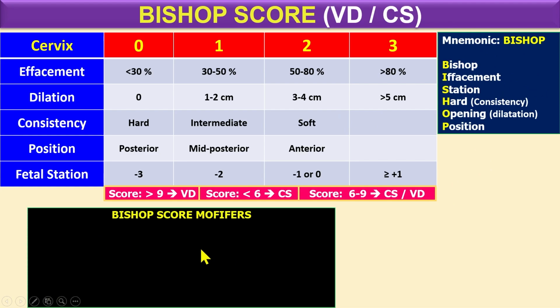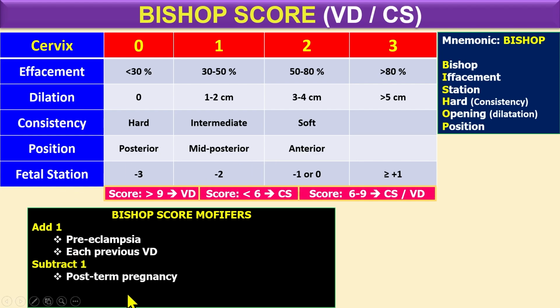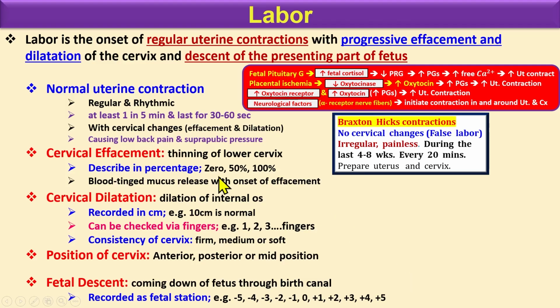Here are some modifiers for the Bishop's score. You can add one or subtract one. Add one if there is pre-eclampsia, or for each previous vaginal delivery. So however many previous deliveries have happened, 1, 2, 3, add one for each. Okay, and subtract 1 if there is post-term pregnancy and nulliparity, and if there is premature rupture of membrane, preterm premature rupture of membrane. Okay, so we subtract 1. So these are some modifiers, but you should remember this Bishop mnemonic. Okay, so this was the definition and the components which we have discussed already.